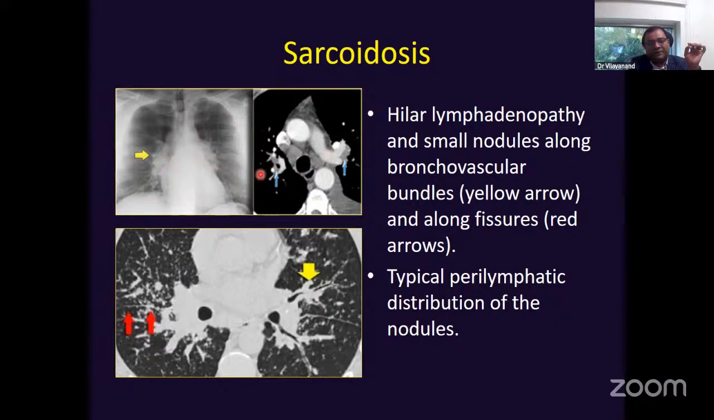The same thing we are seeing here, I told you about the 1, 2, 3 sign in HRCT. Here there are lymph nodes in the right hilum, left hilum, and paratracheal region. This is also known as the 1, 2, 3 sign. And what you're seeing here in the CT, the yellow and red arrows, are a perilymphatic distribution of nodular densities. You can see multiple tiny nodules, the red arrows are pointing to them, along the fissure and then along the peribronchial vessels.